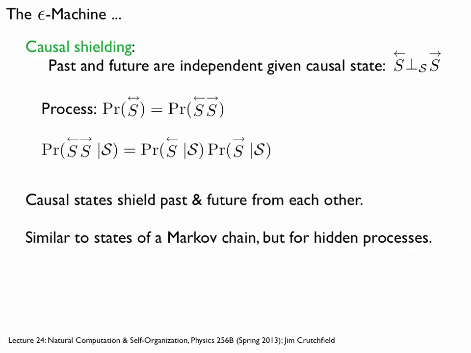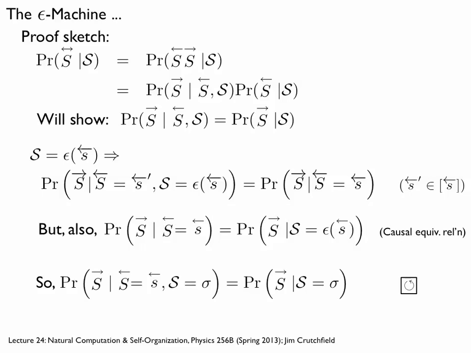So the way we say this is that if you know what causal state you're in, it shields the past from the future, and the future from the past. It's symmetric, very much like the states of a Markov chain do, but for hidden processes. Okay, so to prove this, we're going to use the properties that define the epsilon machine, and also build up for the other properties I'm going to talk about, using shielding and unifilarity and so on.